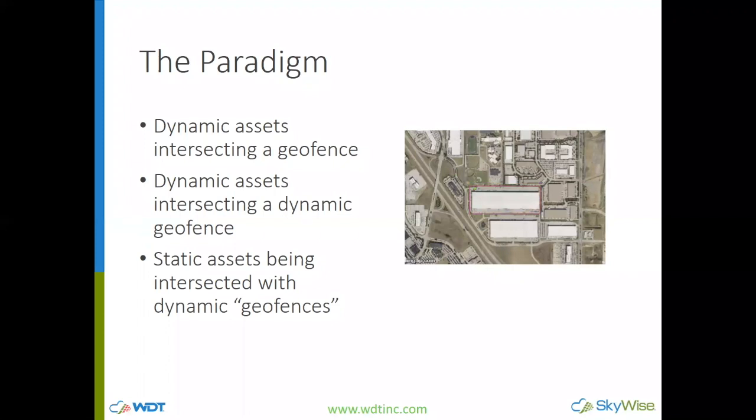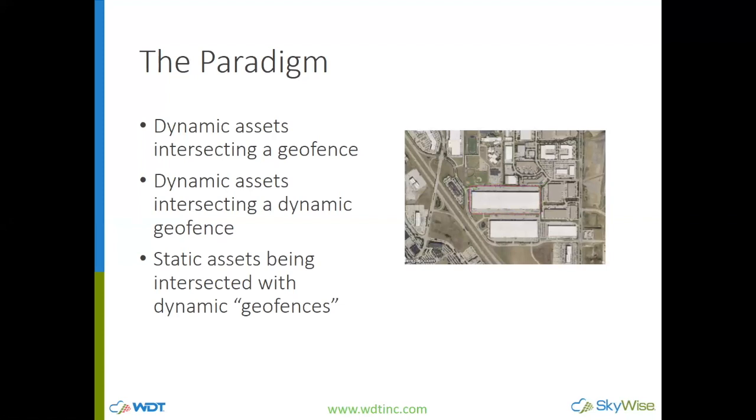We've also got the paradigm of a dynamic asset intersecting a dynamic geofence. I think the best way to explain that is maybe like Air Force One flying around with a 10-mile buffer around it. You've got a dynamic asset and it might intersect various airspace or whatnot. And all of those points and polygons are going to have object IDs that are tied to those particular assets.